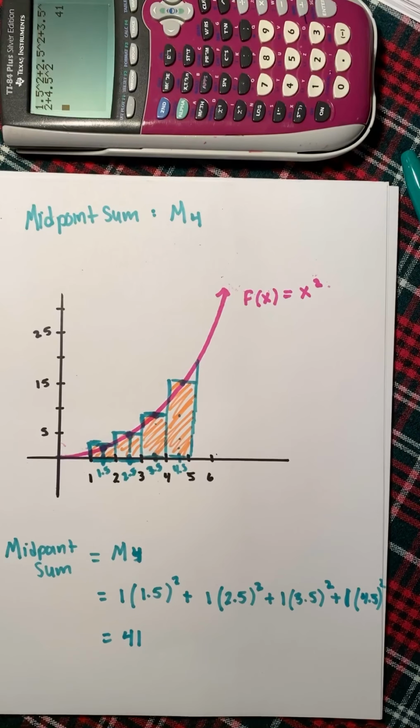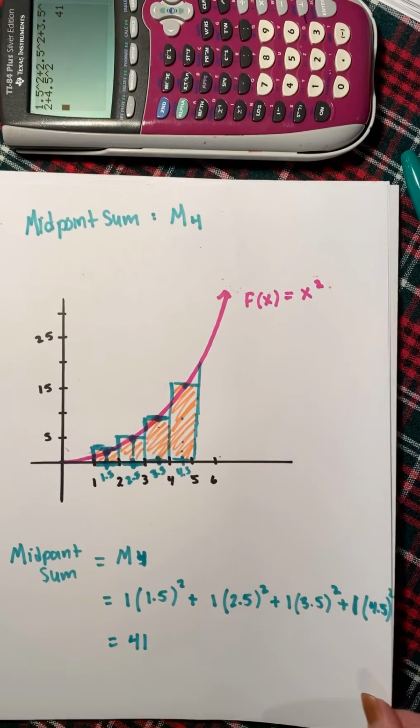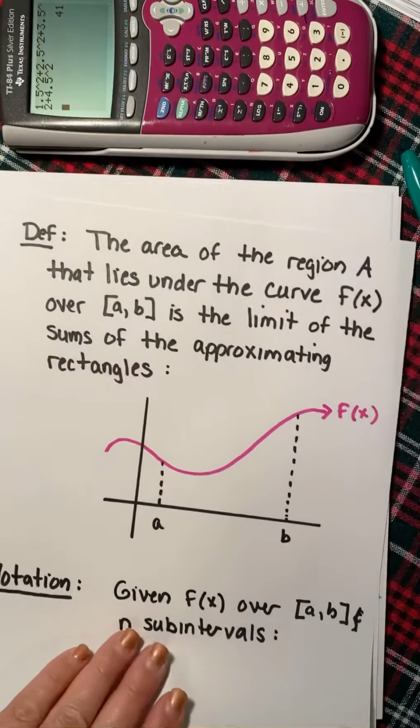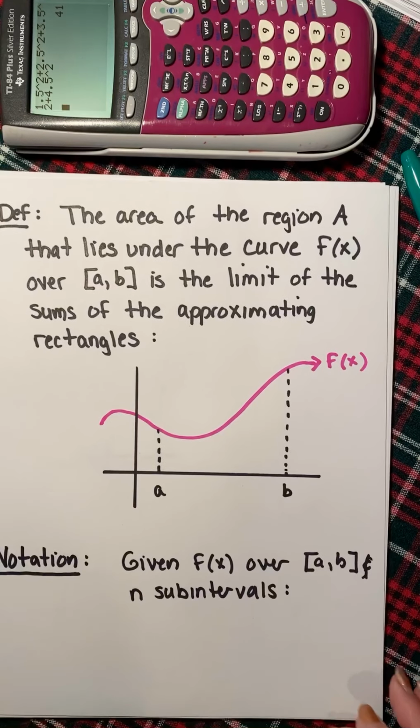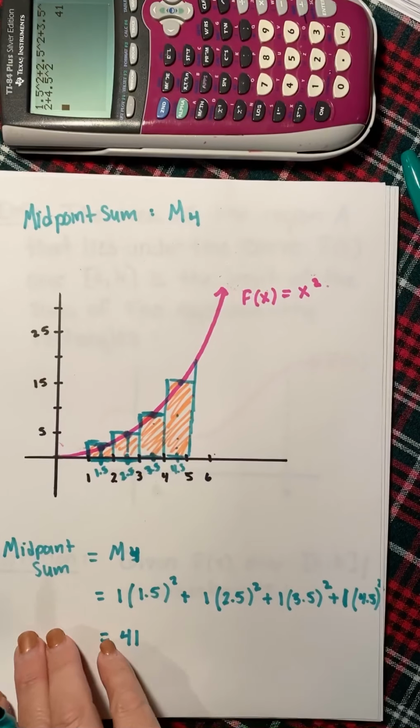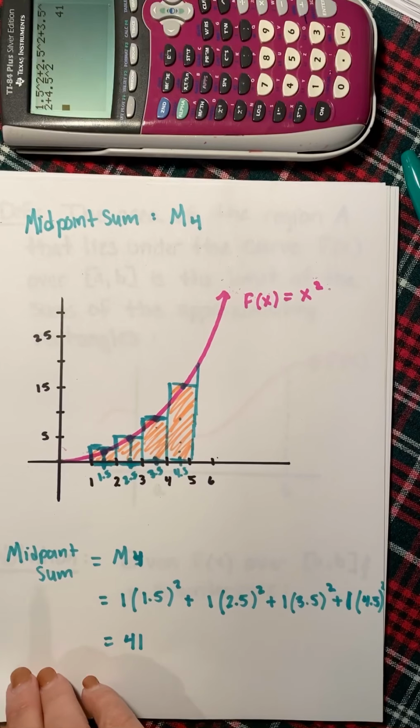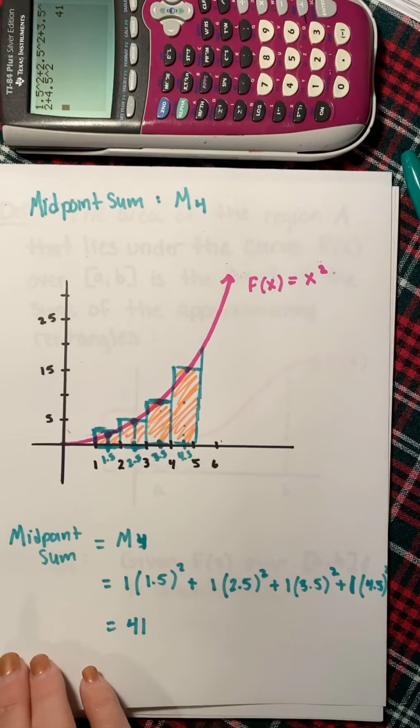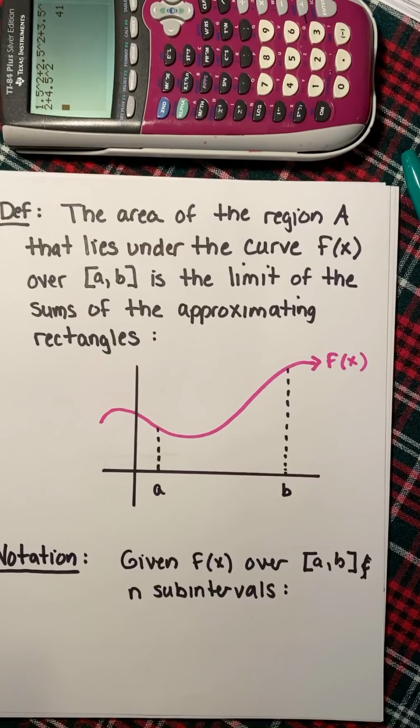So the notation here is the hardest part. So now let's see if we can write this in mathematical notation. So in general, the area of a region that lies under a curve, f of x, over the interval [a, b] is the limit of the sums of the approximating rectangles. So what does that mean? That means we would find the area using 4 rectangles, and then we'd find the area again using 8 rectangles, then maybe 16, then maybe 100, then maybe 1,000, and we would see that those rectangles would eventually start to look exactly like the area under the curve. So in theory, we would be taking an infinite collection of rectangles.